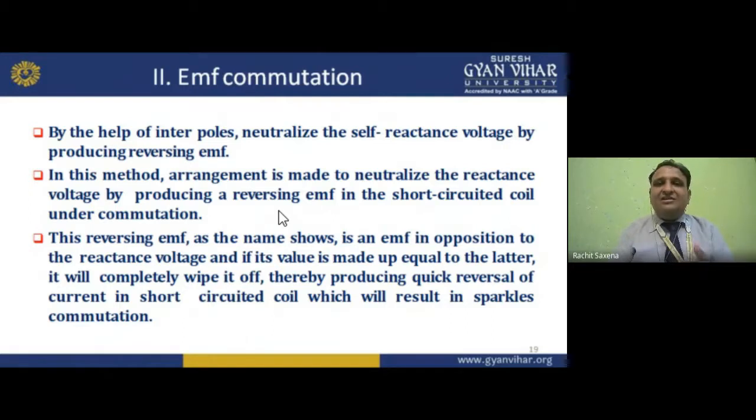For DC machines, there are two types of commutation, basically ideal and non-ideal, linear and sinusoidal. Two methods: resistance commutation, meaning carbon brushes, and EMF commutation, meaning interpoles. So I hope you understand.